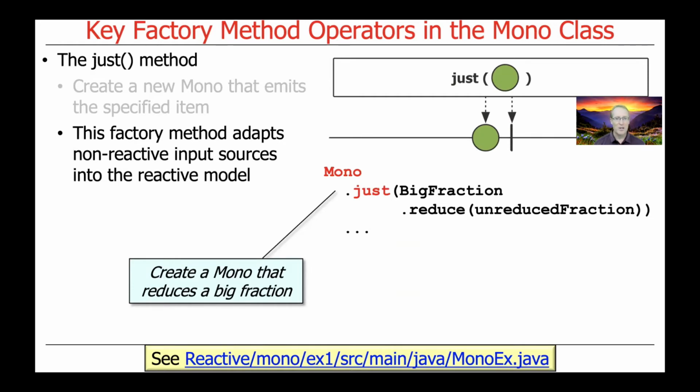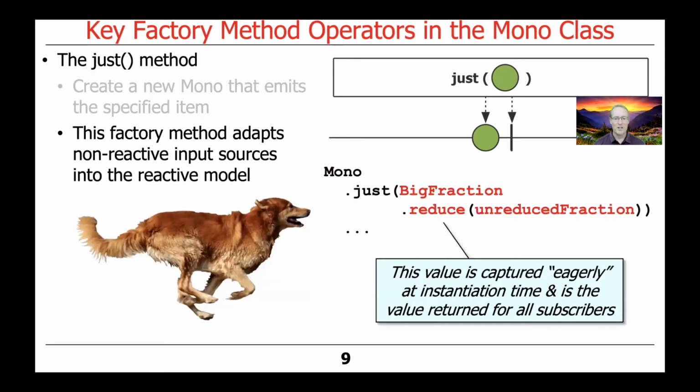So here's a simple example that you can see in the link at the bottom of the slide, where we use the just method to create a Mono that will reduce a big fraction. So let's say we have an unreduced fraction, and now we're going to go ahead and reduce it, and we're going to have the just method used in order to create a Mono that will emit the results of going ahead and doing that reduction. Now, what's again important to understand here, and just keep this in mind, this value, this BigFraction.reduce(unreducedFraction), is captured eagerly at instantiation time and is therefore the value that's returned for all subscribers that might come along later. So we're always going to get back that particular value.